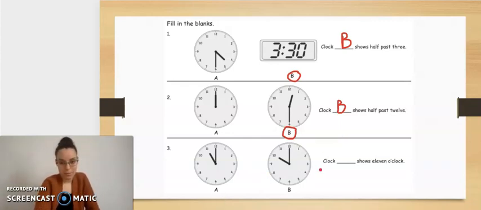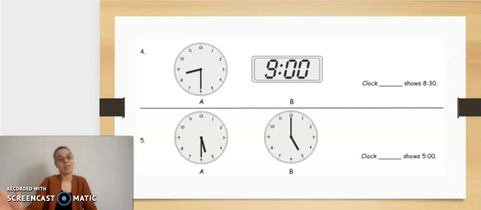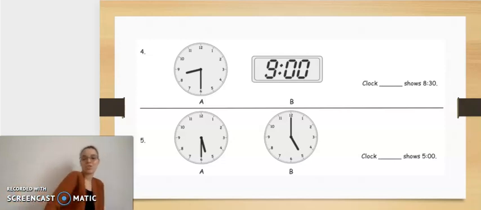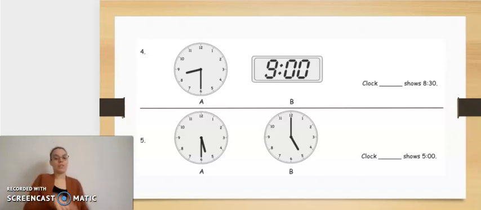All right, number 3. Clock blank shows 11 o'clock. 11 o'clock. Yep, clock A. What time does clock B show? Yeah, they can't trick us. That shows 10 o'clock. Not the time we need. Clock blank shows 8:30. You guys can do both of these on your own. Clock blank shows 8:30. Clock blank shows 5 o'clock. Go ahead and do both of those now.